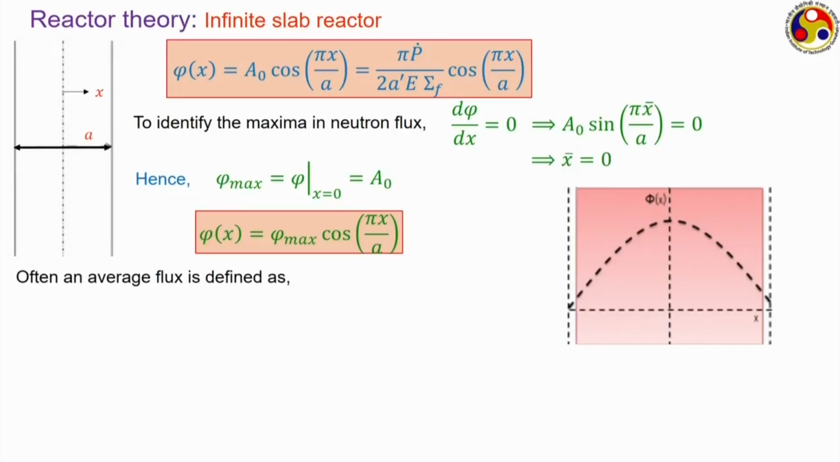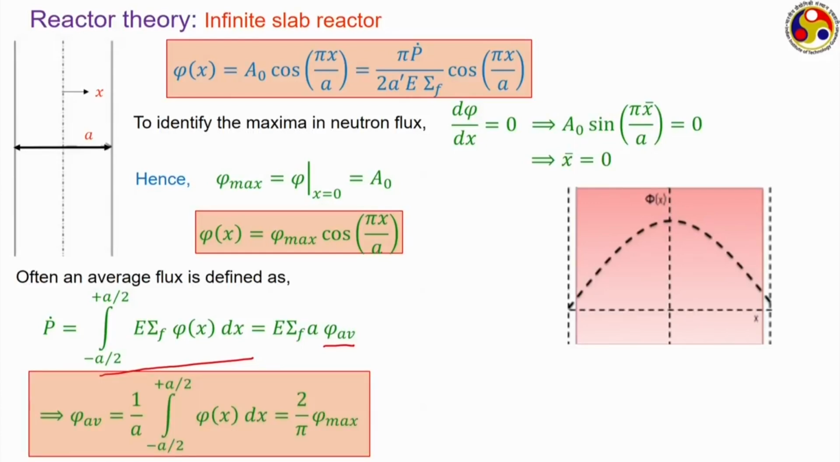So, now, an average flux can be defined as something like this, where this phi average should be such a value that it is able to maintain the same power rating of the reactor. Now, this particular one is the total amount of power produced by the reactor, which we have already used earlier, and this should be equal to E sigma f A into phi average, where E is the amount of energy released, sigma f is the macroscopic fission cross section and A is the thickness of this slab reactor or half width of the slab reactor. And hence, we finally get this particular expression.